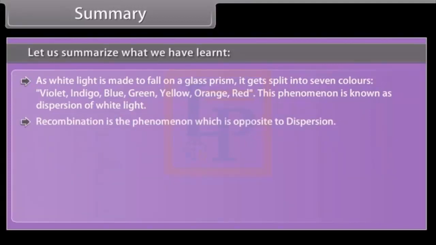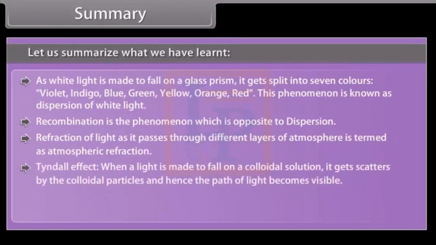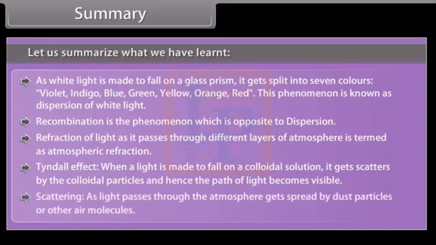Recombination is the phenomenon which is opposite to dispersion. Refraction of light as it passes through different layers of the atmosphere is termed as atmospheric refraction. Tyndall effect: when a light is made to fall on a colloidal solution, it gets scattered by the colloidal particles and hence the path of light becomes visible. Scattering: as light passes through the atmosphere, it gets spread by dust particles or other air molecules.